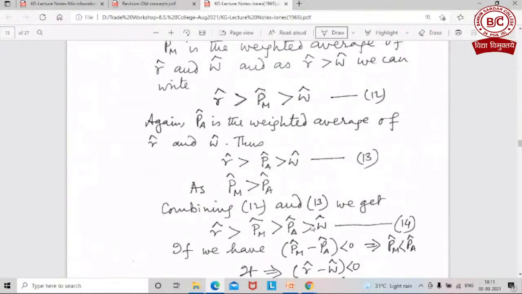This is the price magnification effect. This is known as the price magnification effect. Is the implication of equation 14 clear to you?